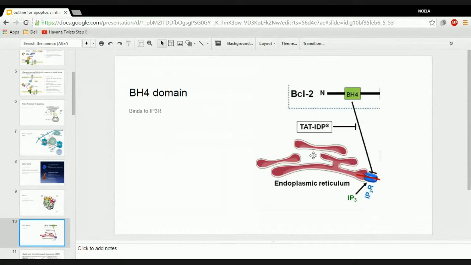The BH4 domain of BCL2 is required for its binding to the IP3 receptor. This binding to the IP3 receptor is essential for the blocking of the apoptotic increase of mitochondrial membrane permeability through direct interaction with the voltage-dependent anion channels. Deletion of the BH4 domain eliminates the pro-survival activity of BCL2 without interfering with the ability of BCL2 to bind BH3-only proteins.